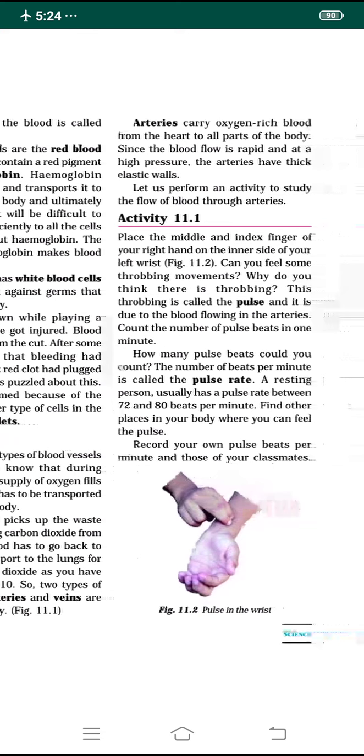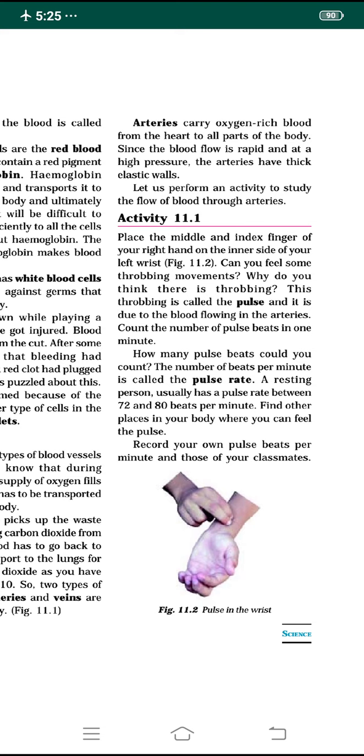Arteries are the vessels which carry only oxygenated blood from the heart to all the remaining parts of the body. The blood flows in a rapid manner, and it has a very high pressure. Since the blood flows rapidly and moves with high pressure, the arteries have thick, elastic walls, like pipes. They can be stretched.